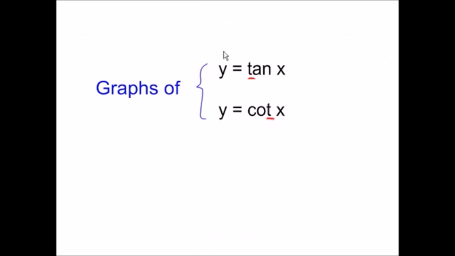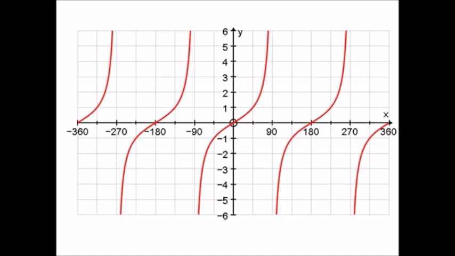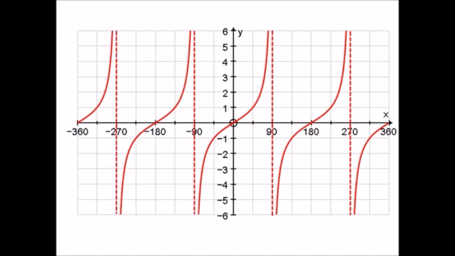Now let's look at the graph of y equals tan x and its reciprocal graph y equals cot x. So starting with the tan x graph, and we know there are asymptotes on this graph. Tan x has a period of 180 degrees or pi radians.